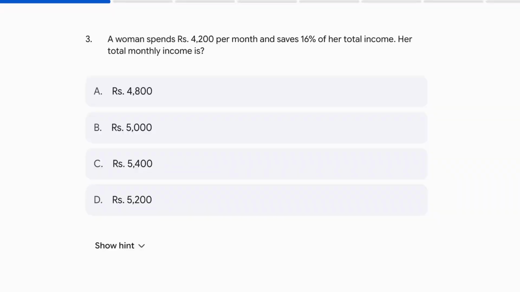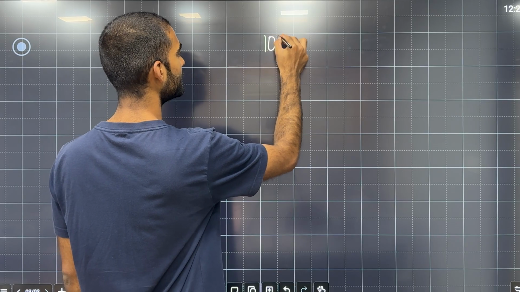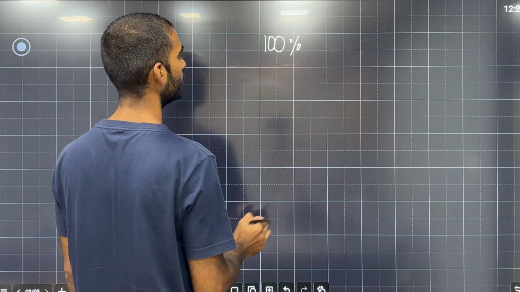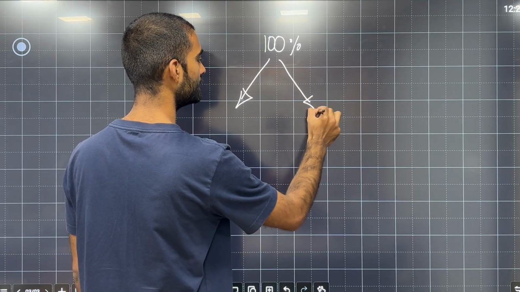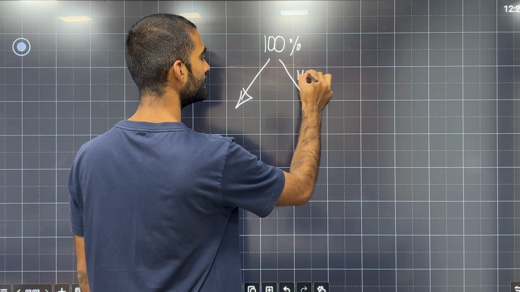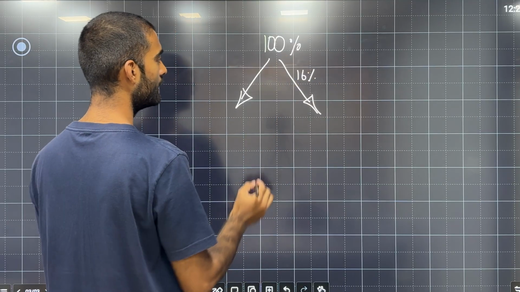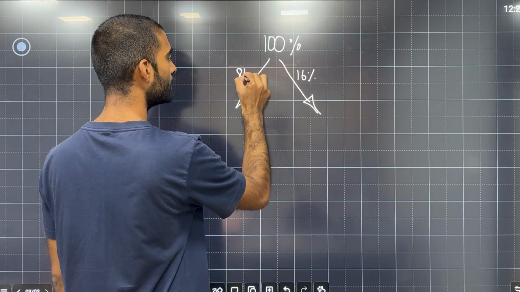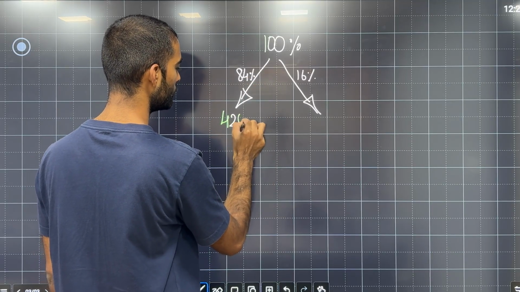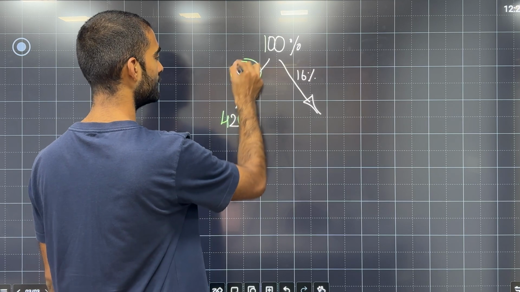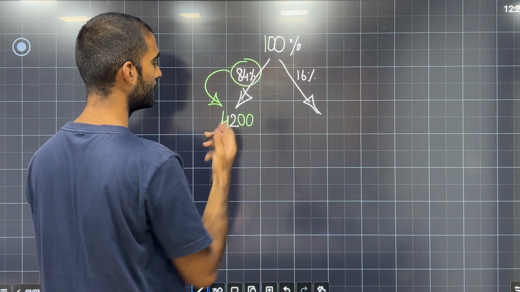A woman spends rupees 4,200 per month and saves 16% of the total income. Her total monthly income is... So she earns, let's say, 100%, and she spends something and she saves something. And this save is 16% of this 100%. Then this expenditure would be 84%. And this number is given to be 4200. So 84% of something is this. Then what is that something?